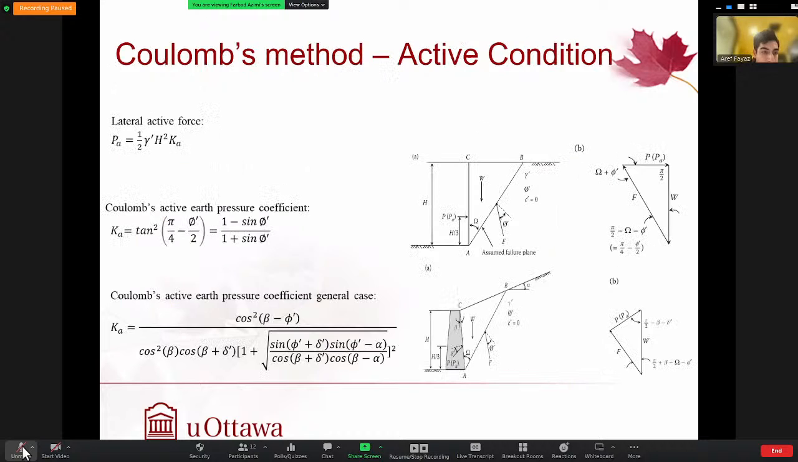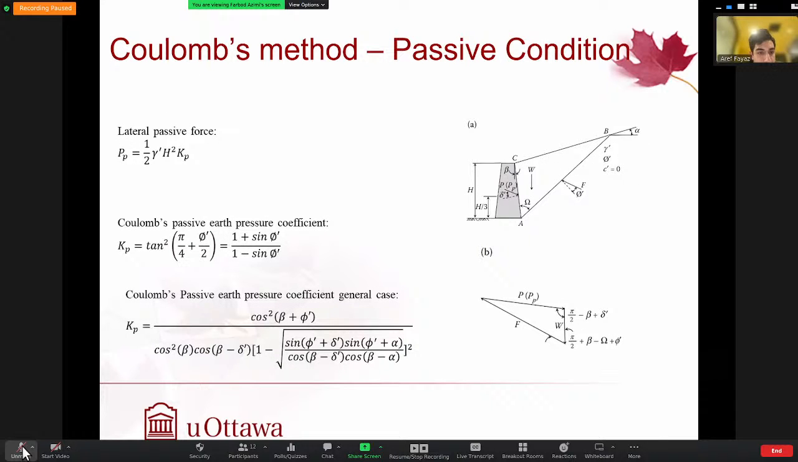Moving on. Now we're going to be discussing the active condition. You have the lateral active force formula at the top. Afterwards, using Coulomb's active earth pressure coefficient, we get the K formula, as you can see, and we have the general case right below. Moving on, we're going to discuss the passive forces. Again, you have the passive force formula at the top, then using Coulomb's passive earth pressure coefficient, we get Kp, as well as the general equation, which we have at the bottom.